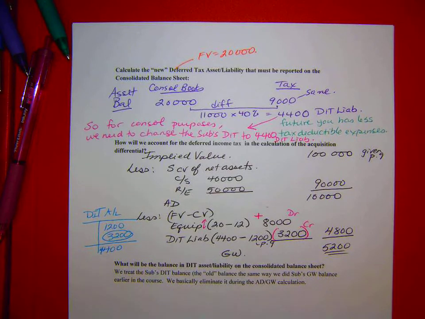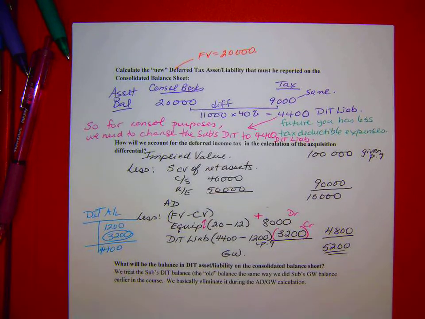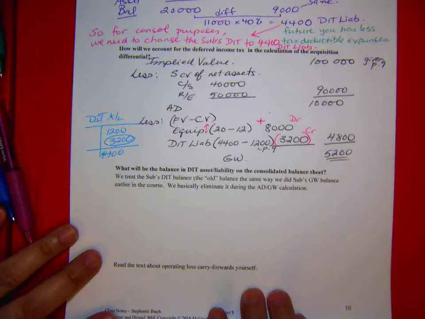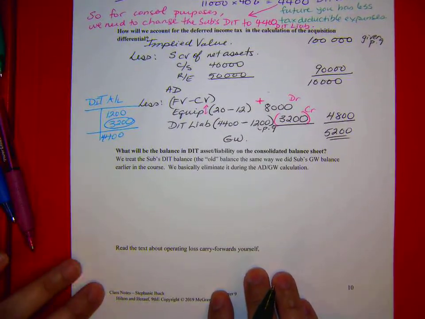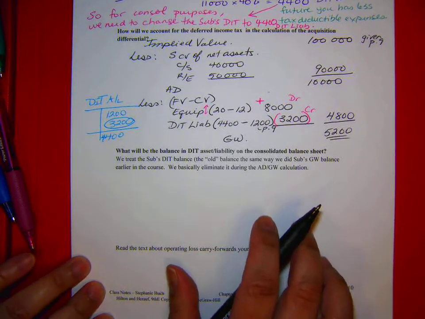So all we've done, we still have the equipment going up. It's just there was also a DIT liability associated with it, and its balance is wrong on the sub's books. We have to change it, just like the 12,000 was wrong on the sub's books, and so we had to fix it. We're doing the same thing with the DIT. So now, based on that calculation, we've got to figure out what the balance in the DIT on the consolidated balance sheet will be.